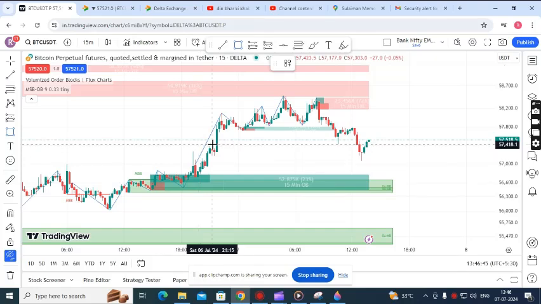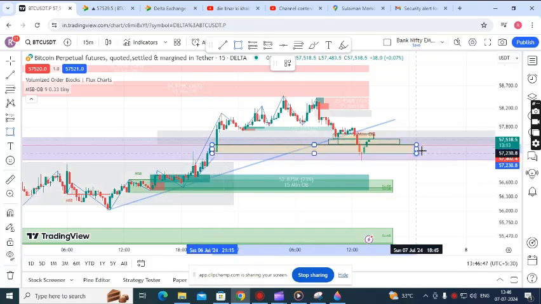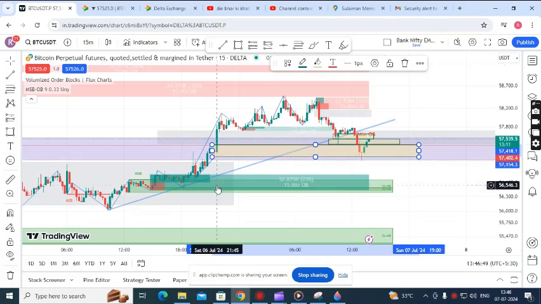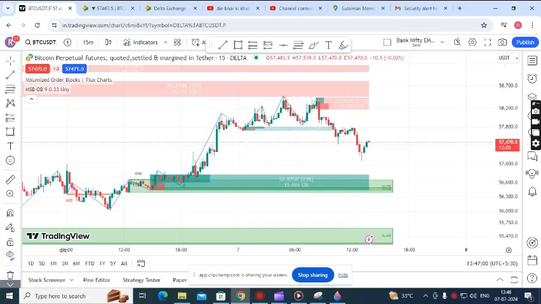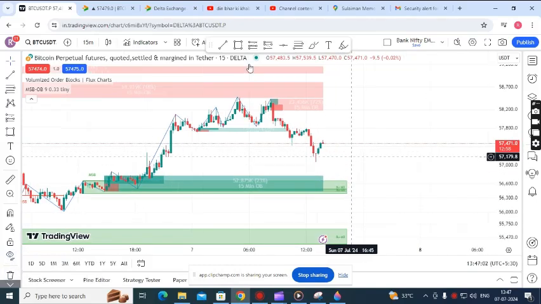I think this was the intermediate order block. It has taken the support from here. Okay, not sure, but let's see. I deleted the drawings, right? No. Okay, let it be.